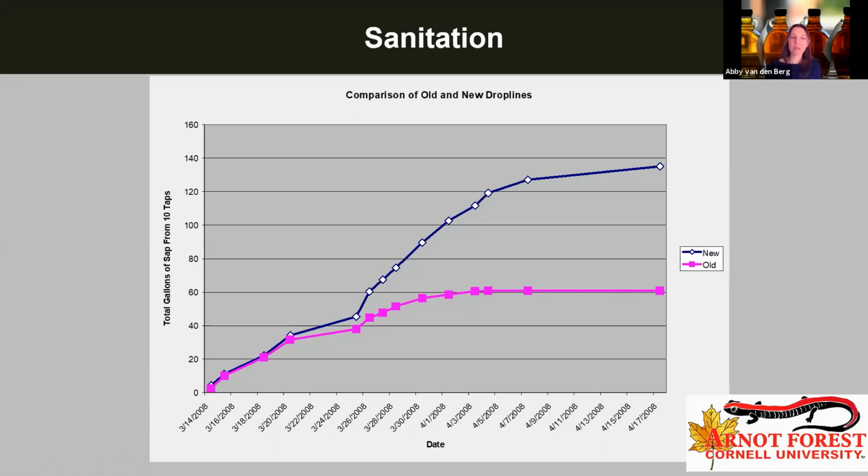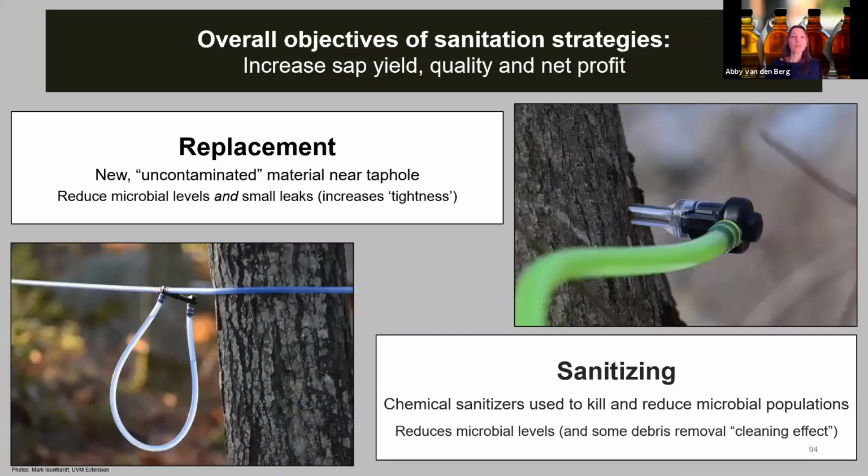Essentially, microbial contamination hastens the process of tadpole drying and the cessation of sap flow. So the overall objective of any sanitation strategies is to reduce the microbial load at the tadpole and ultimately give us increased yield, potentially quality, and ultimately net profit. None of this is really worth doing if it costs more to do than it does to implement, which is a big thing to think about because some of these things are not cheap.